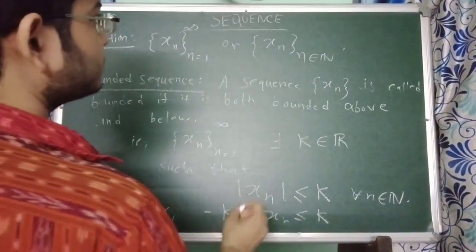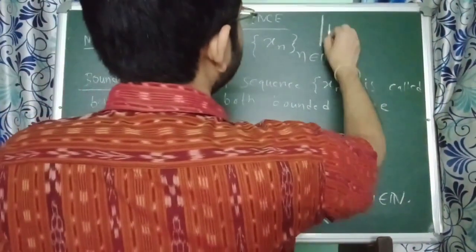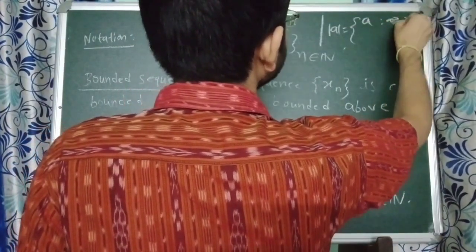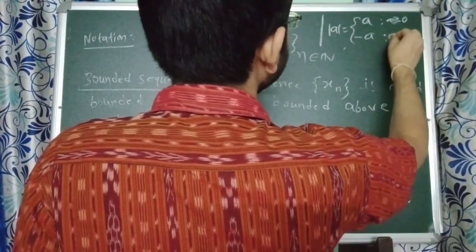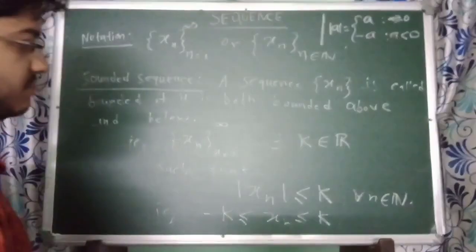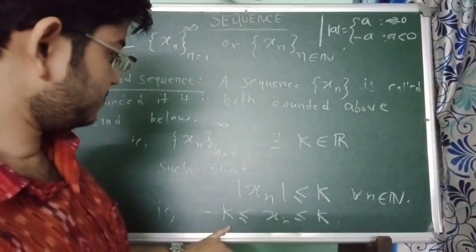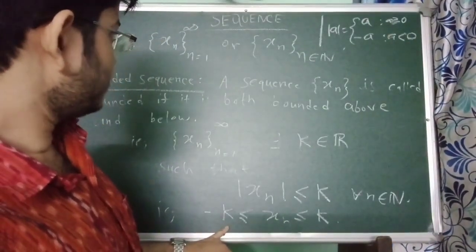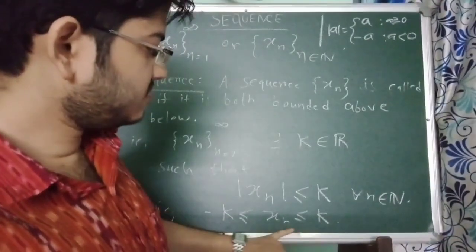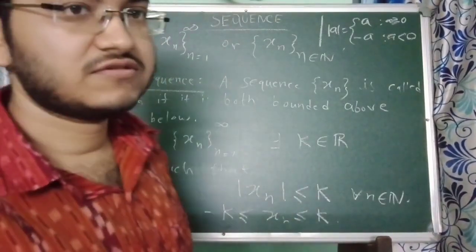Since we know that the definition of mod is: mod A is A if A is greater than or equal to 0, and minus A if A is less than 0. This is the definition of a bounded sequence. This is the lower boundary and this is the upper boundary. If this kind of inequality holds in any sequence, then we say that it is a bounded sequence.